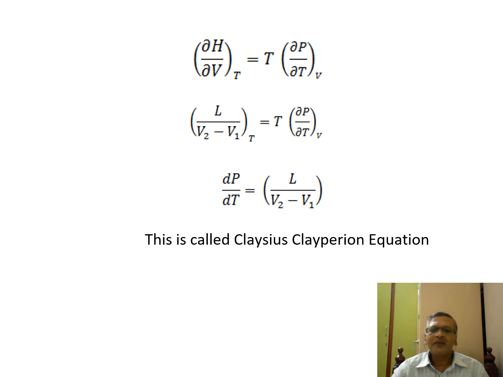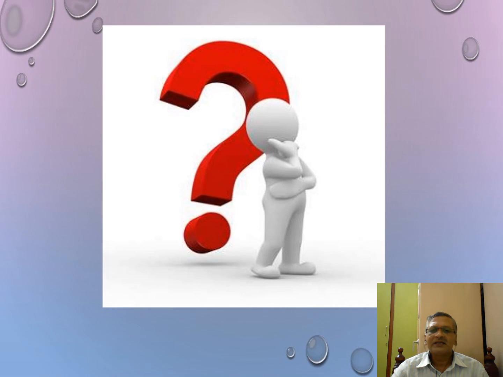So dP/dT is equal to L upon T into (V2 minus V1). This is called the Clausius-Clapeyron latent heat equation.